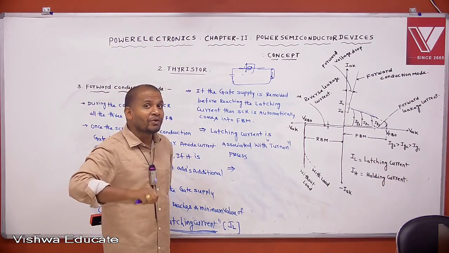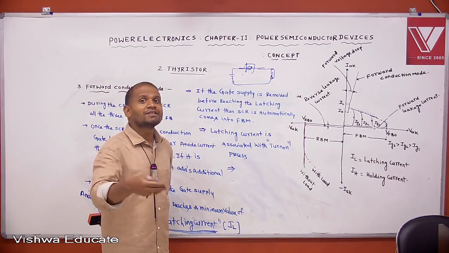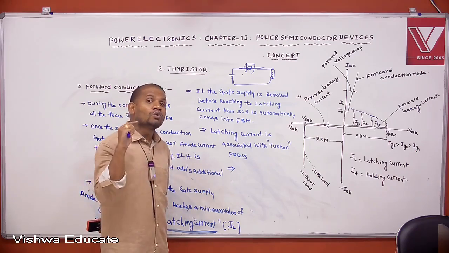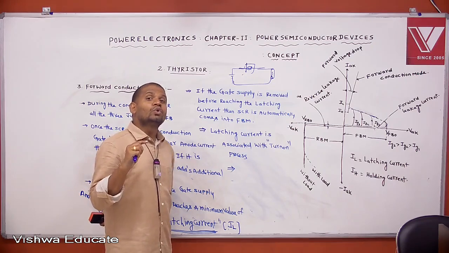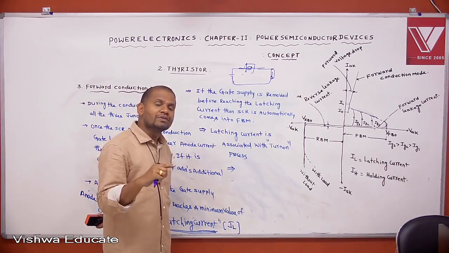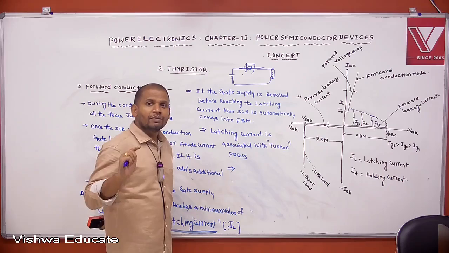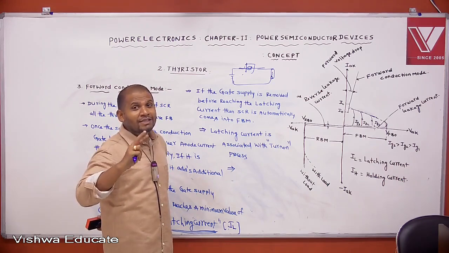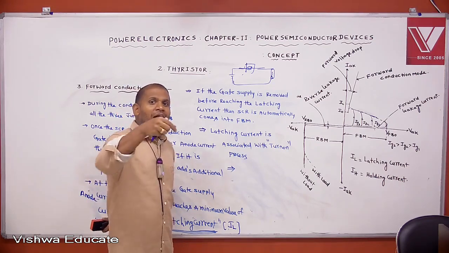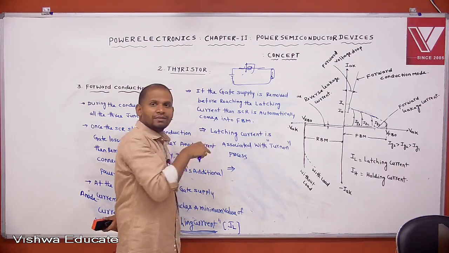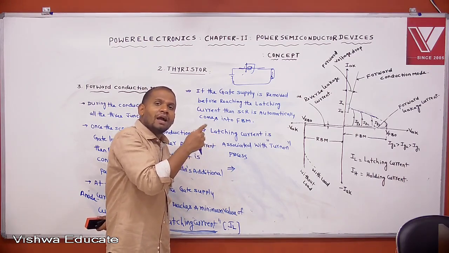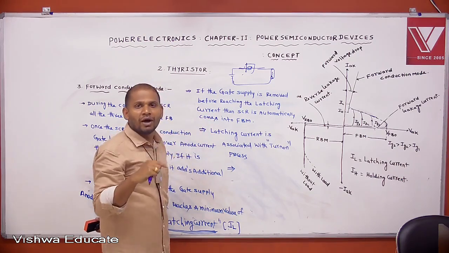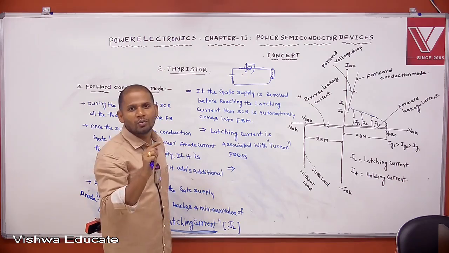By using the gate supply, you cannot turn it off now. Why? The gate loses its control over the anode current. We removed the gate supply. Then how to turn off the SCR? To turn off the SCR, a reverse voltage is applied. This reverse voltage is applied by two methods. If the available supply at the input side is AC, at every negative half cycle of the supply voltage a reverse voltage is applied, then the device will be turned off. That commutation is called natural commutation.